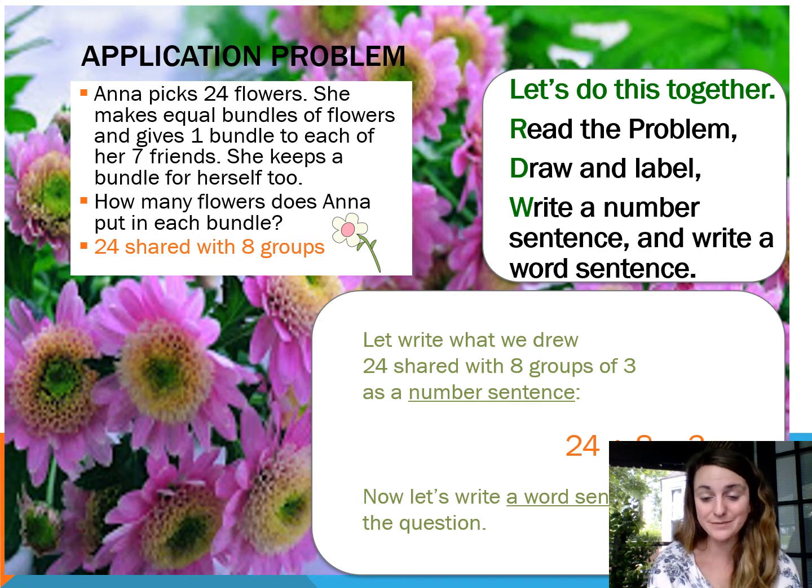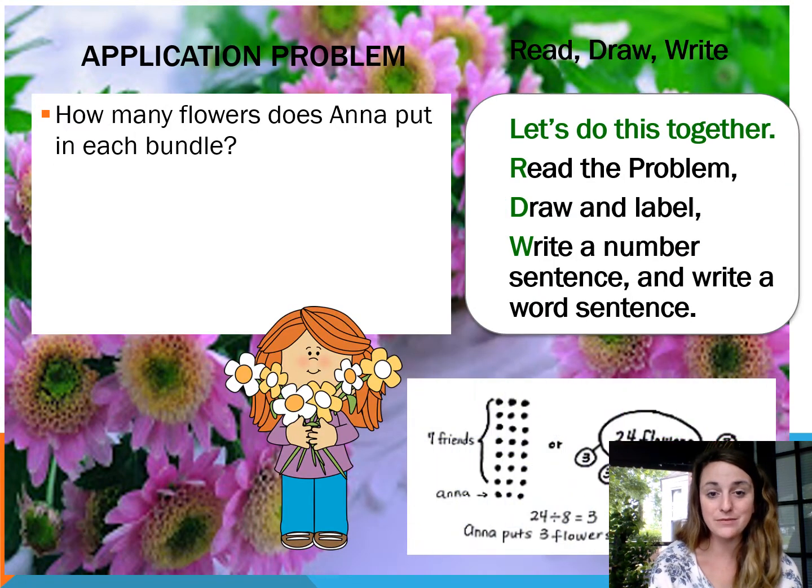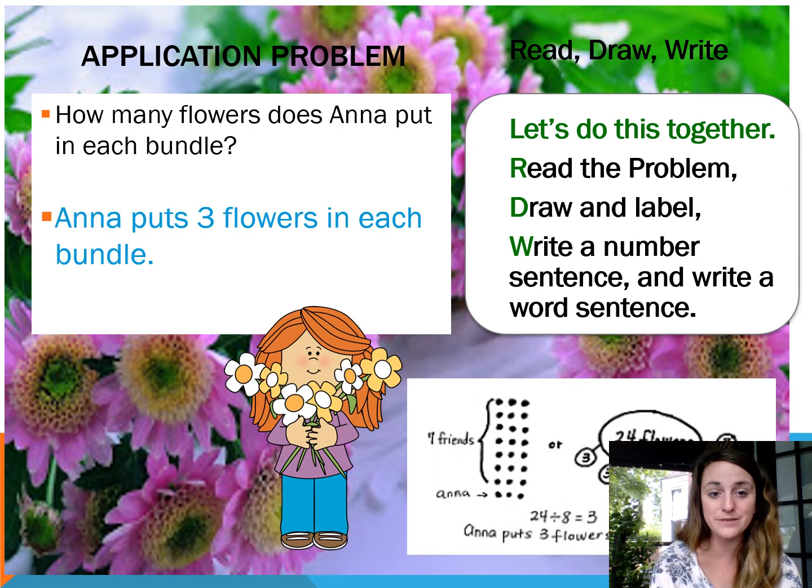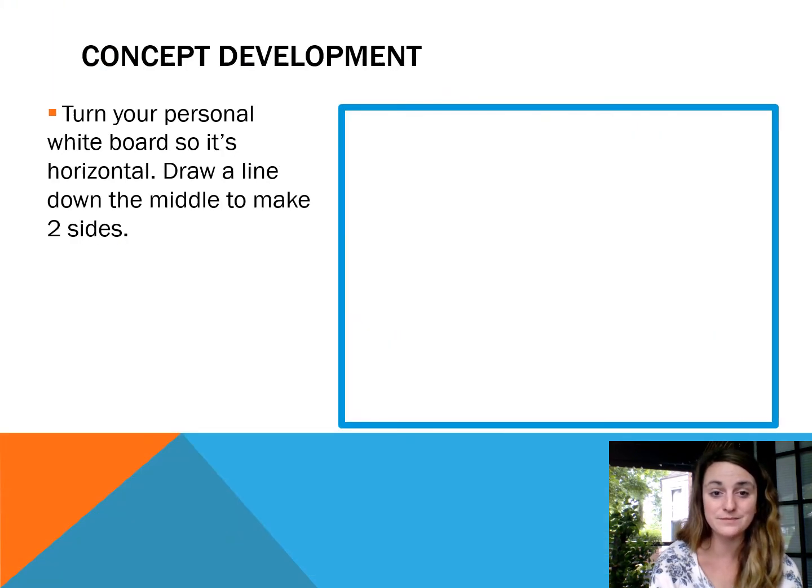24 divided by 8 equals 3. Now, let's write a word sentence to match the question. How many flowers does Anna put in each bundle? Anna puts 3 flowers in each bundle.